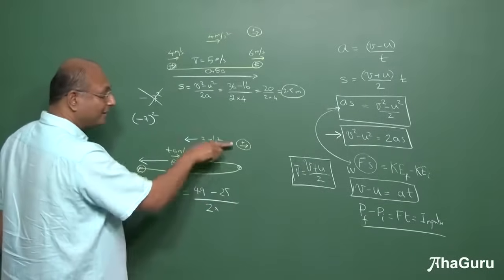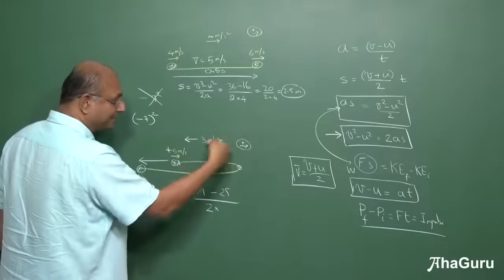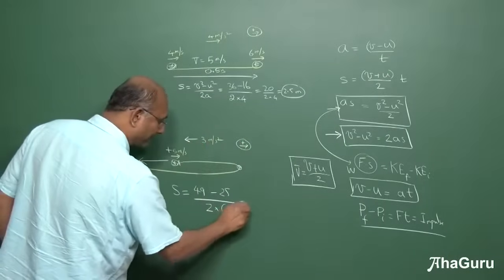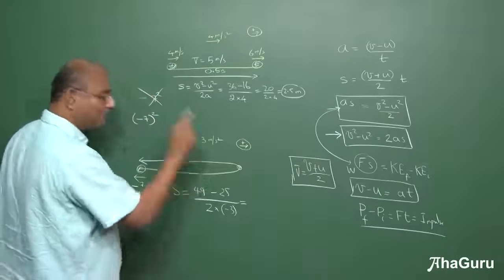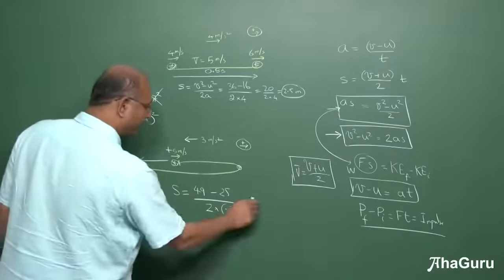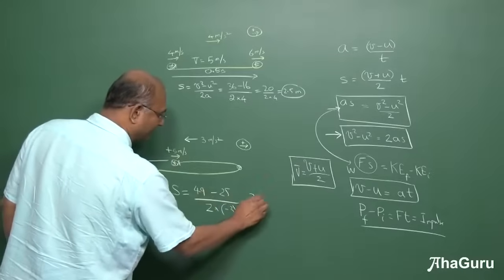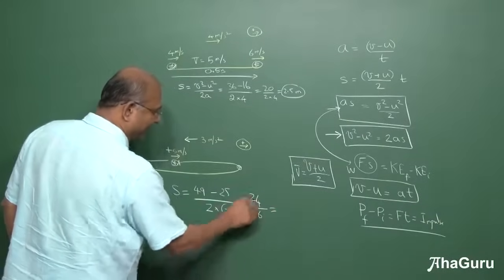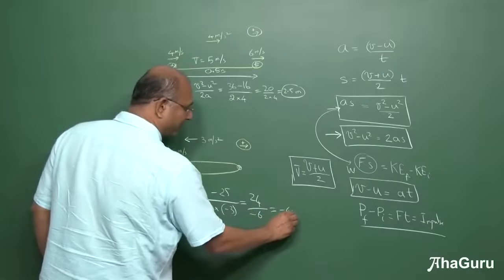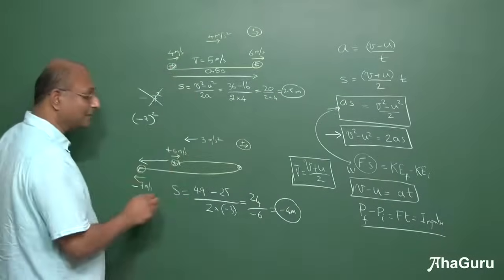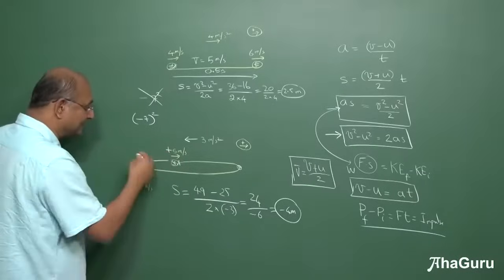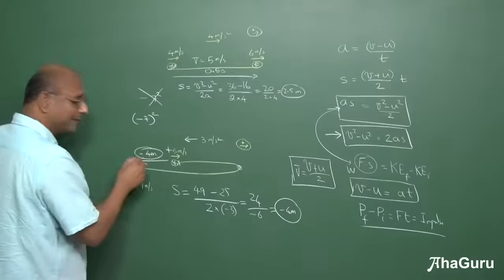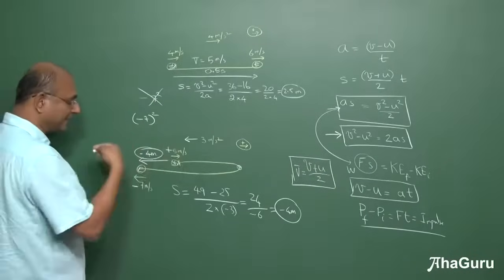What is a? Look at that. That is the plus direction. This is the minus direction. So minus 3. What is 49 minus 25? Minus 24, right? Sorry, plus 24. So this is 24 by minus 6. If I cancel that out, I'll get minus 4 meters. Minus 4 means in this direction, 4 meters. So displacement is minus 4 meters. That's why it's in this direction.